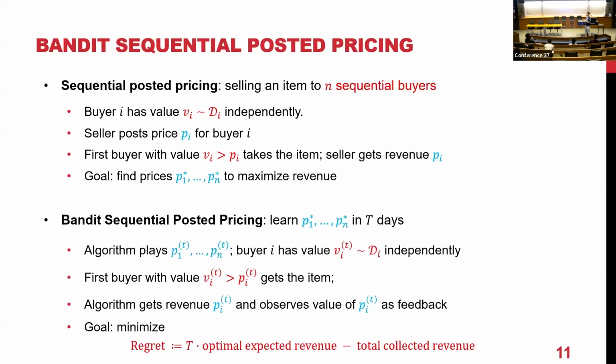And for the bandit version of this problem, we assume that we don't know those value distributions, and we want to learn the optimal prices by playing repeated auctions for T days. Each day we play a group of prices, and the buyers draw a group of values. The first buyer with value vi greater than pi will take the item, and we are going to observe the value of pi as our feedback. So this is the model.